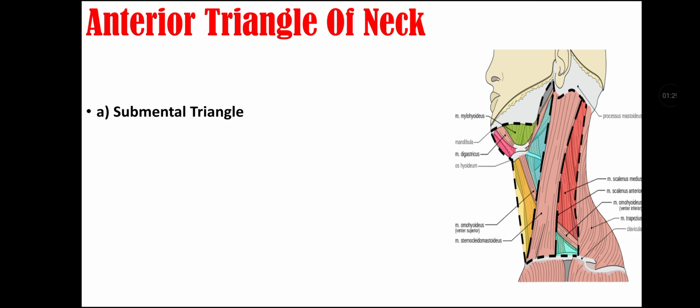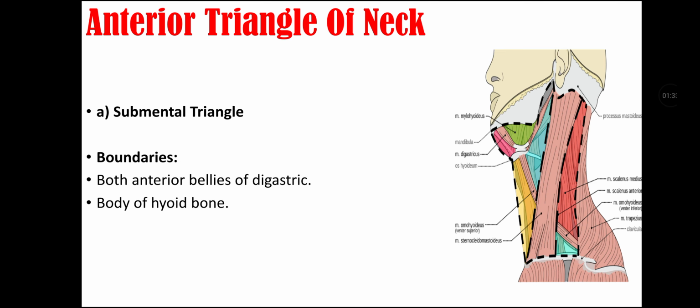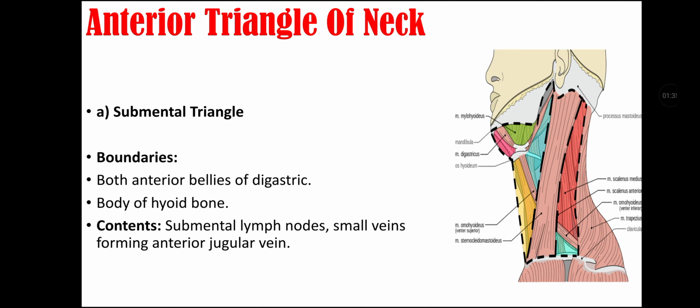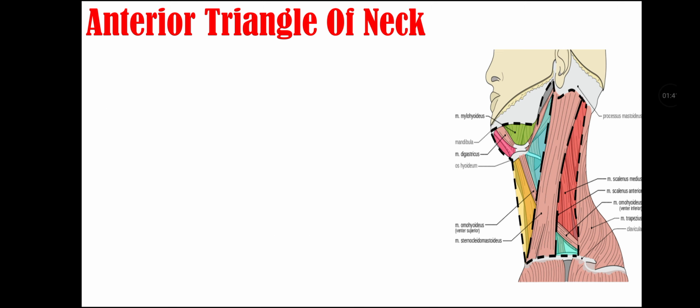First is the submental triangle. It is bounded by both anterior bellies of the digastric muscles and the body of the hyoid bone. Its contents include submental lymph nodes and small veins that form the anterior jugular vein.